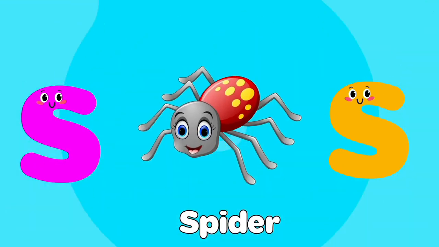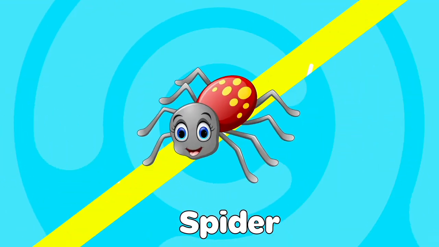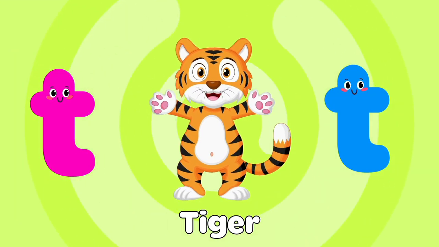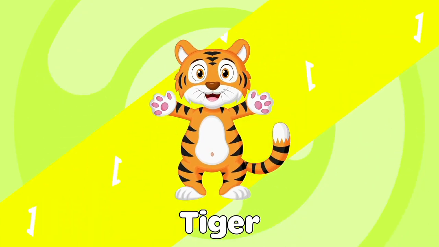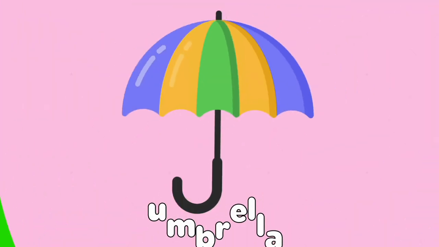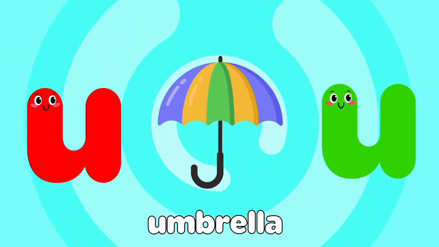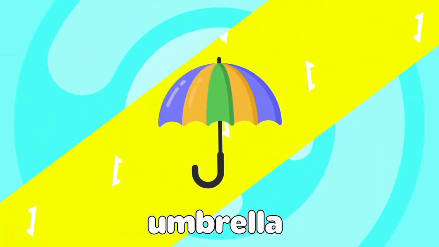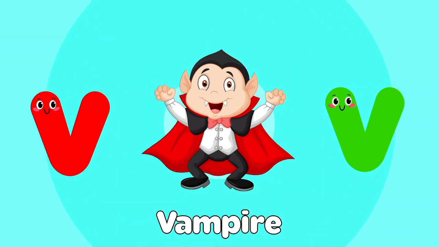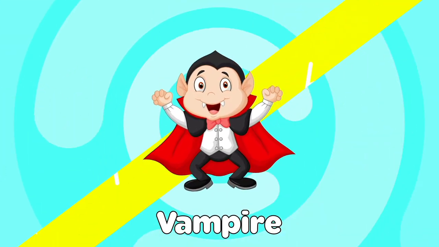Spider, S, spider. Tiger. T is for tiger. T, t, tiger. U is for umbrella. Umbrella. U, umbrella. V is for vampire. V, v, vampire.